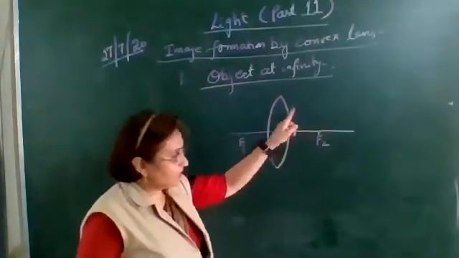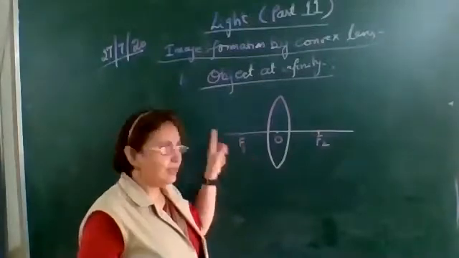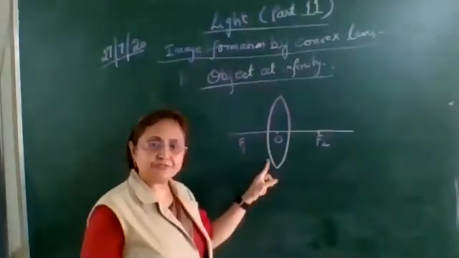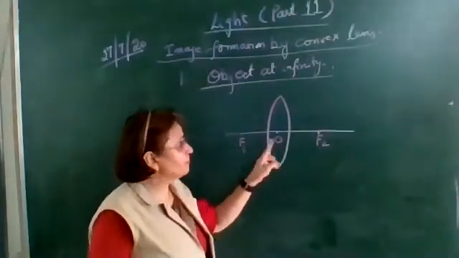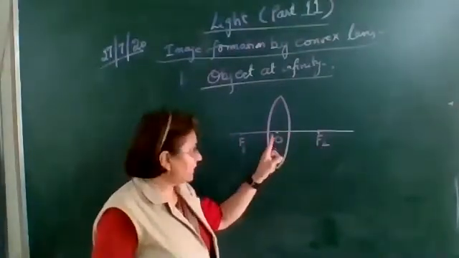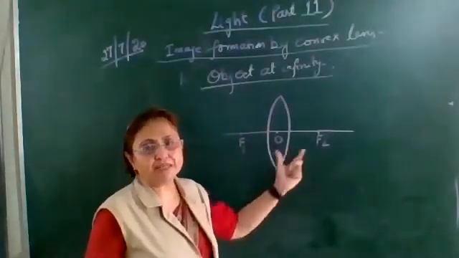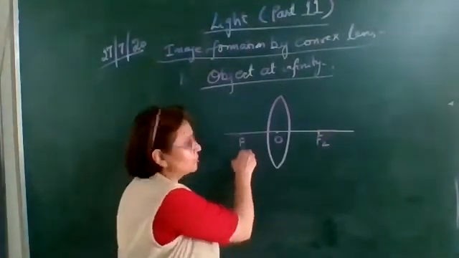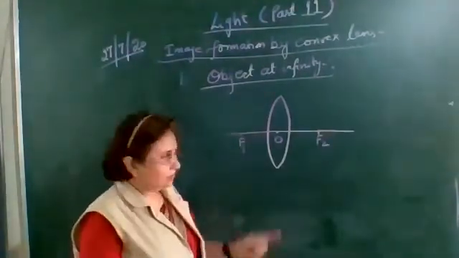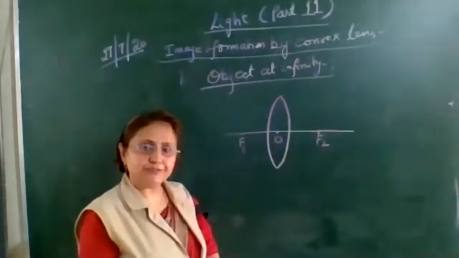If the rays are coming from the right, they will be converged on the left side. And if the incident rays are from the left side, they will be converged on the right side. So there will be two foci at equal distance from the optical center. That is, OF1 distance will be equal to OF2 distance. So when you draw the ray diagram, draw it in such a manner that OF1 should be equal to OF2.